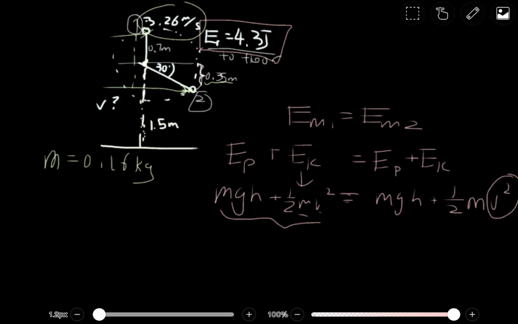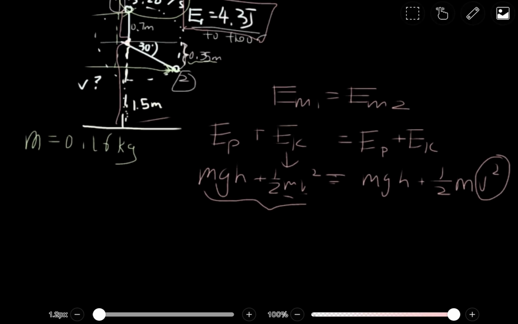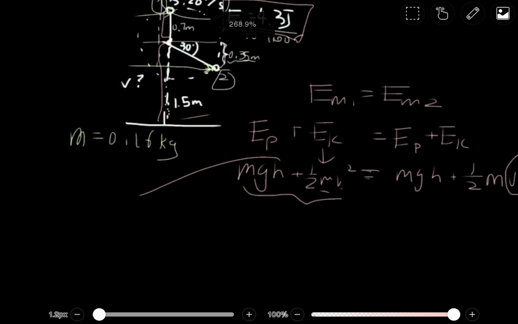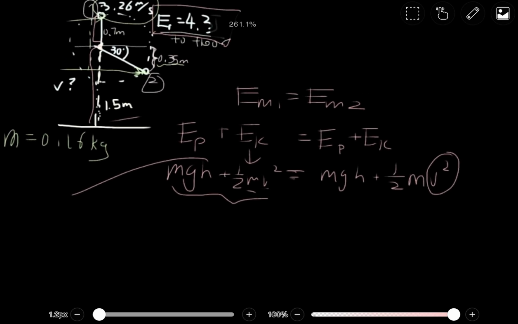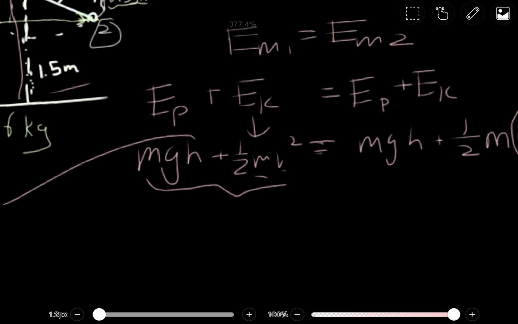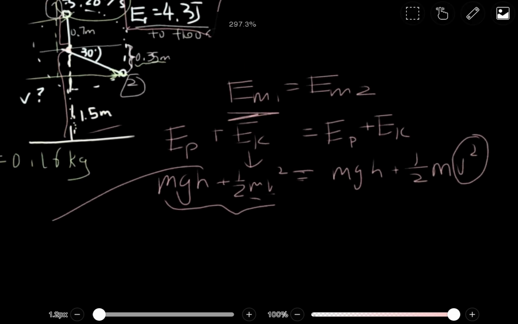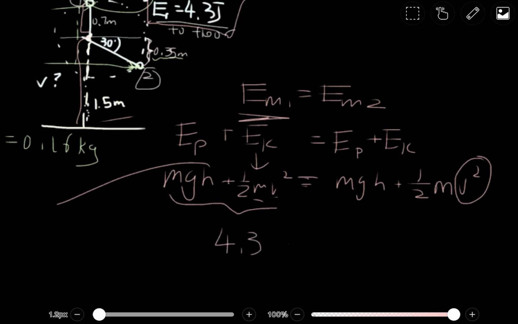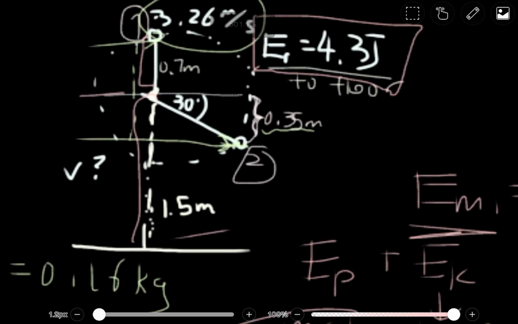But if you weren't given that, you could still put the height in here, which would be 1.5 meters from the ground to the center, and then 0.7 from the center to the top, the radius. So the height would be 1.5 plus 0.7, but since we're given the mechanical energy of 1, it's going to be 4.3. Now the height of the second position at 30 below horizontal. Let's see. The height below horizontal is 0.35.